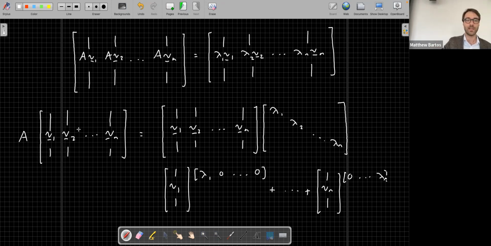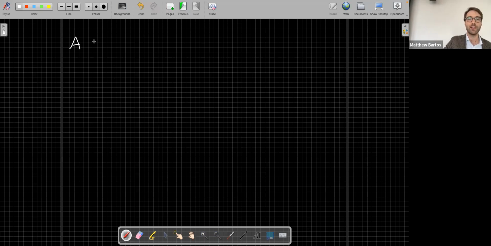Okay. And if we take this, we recognize that this is the matrix of right eigenvectors, this here is the matrix of right eigenvectors, and this here is lambda. So we have that AV is equal to V lambda, and therefore A is equal to V lambda V inverse.